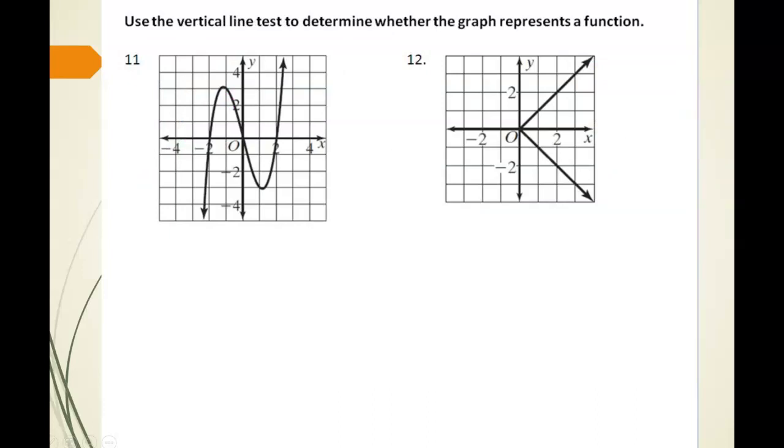Okay, use the vertical line test to determine whether the graph represents a function. So I can, in number 11, draw lines straight up and down, and every time I draw a line, it only hits the graph once. If that is the case, then this passes the vertical line test. If it passes the vertical line test, then it represents a function.